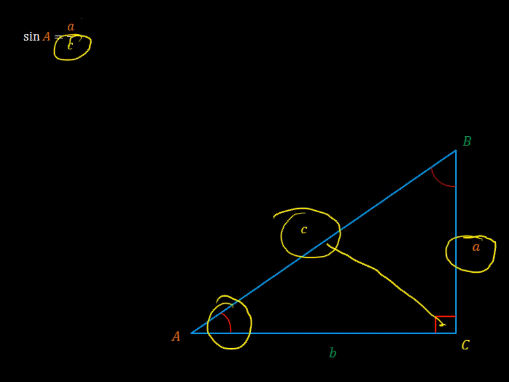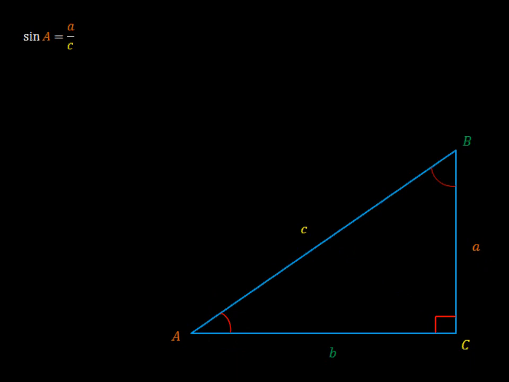Okay? So as long as you have your definition, you can always figure out what the sine of A is. It's just a little fraction. It's a ratio. The one compared to the other. A divided by C. All right, let's look at the next one then.